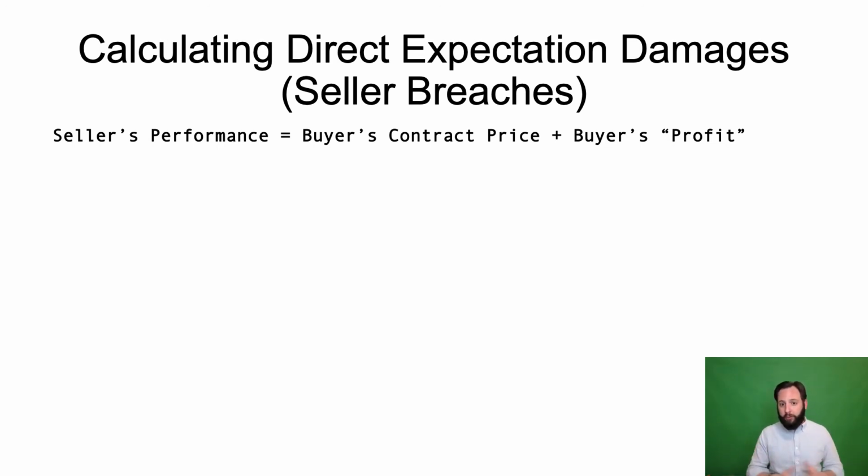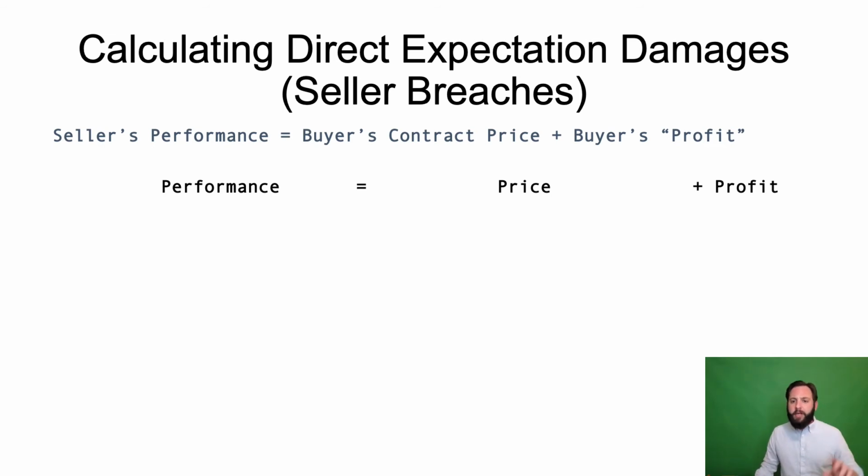And that difference, that amount that the buyer values the performance more than the amount that it's paying for that performance, is the surplus or the profit or the value that the buyer is going to see. In economic terms, the buyer's surplus from the transaction. All right, let me once again simplify this, and let's rewrite it as performance, meaning seller's performance, equals price, meaning the contract price, plus profit, or as I mentioned, the buyer's surplus or value from the transaction.